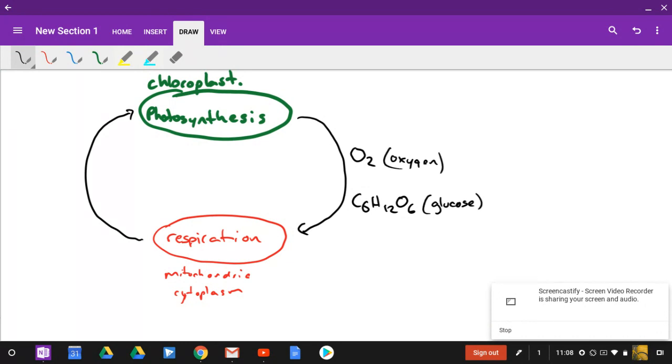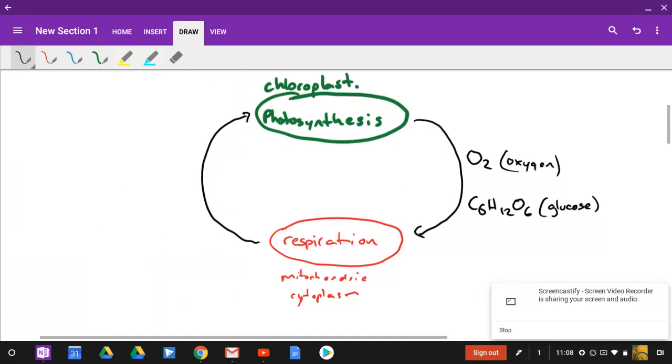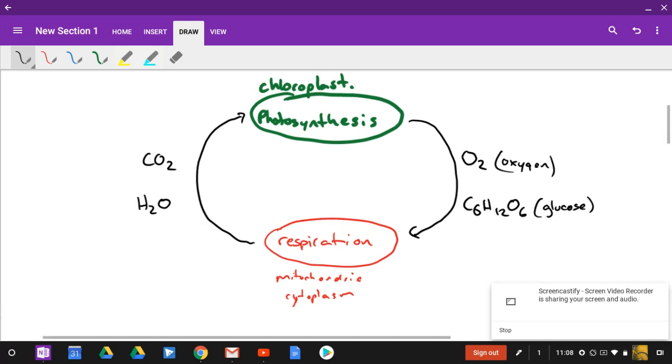Which is a sugar. All right, and what respiration produces that photosynthesis needs is carbon dioxide gas and also water. Okay, and so the reason this is called the carbon-oxygen cycle is because, as you can see, you have carbon and oxygen being cycled around back and forth between these two processes. So I'm just going to write down carbon dioxide over here. And water.